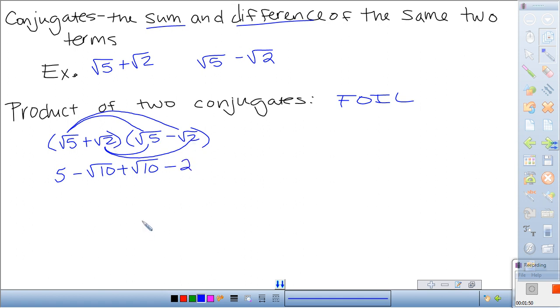Okay, so now we need to simplify. We have negative square root of 10 plus the square root of 10. So what happens to that? A negative and a positive, they cancel. So I'm left with 5 minus 2, which is simply 3.